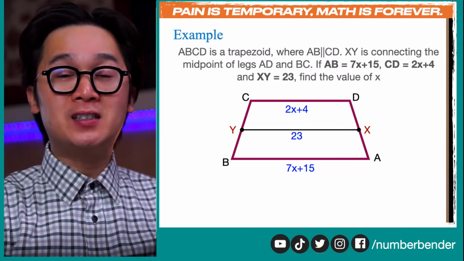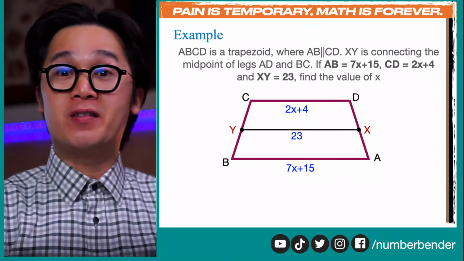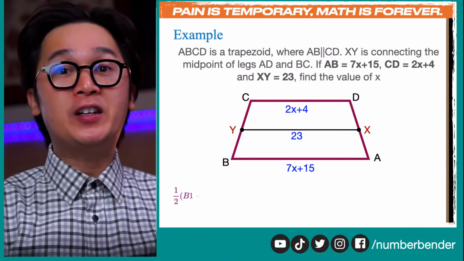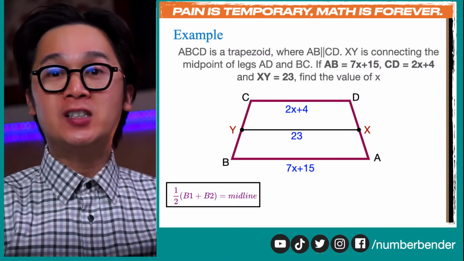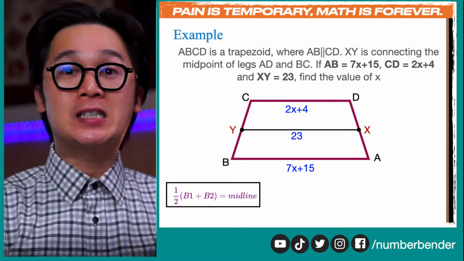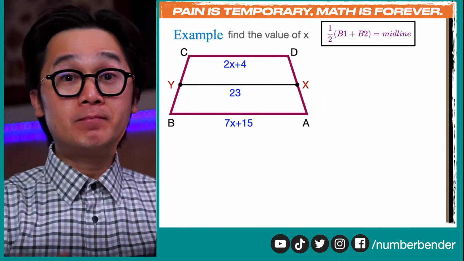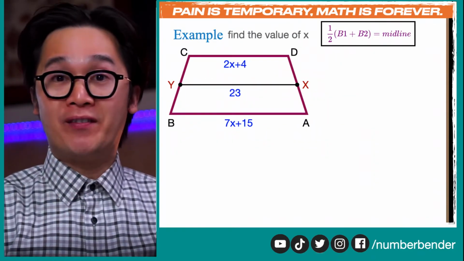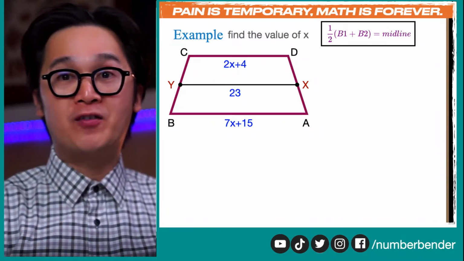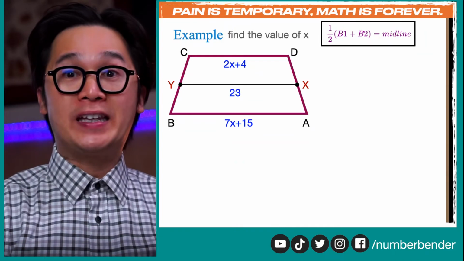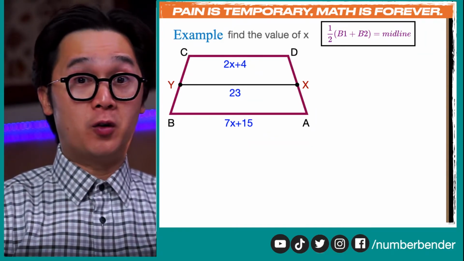So in this case, since we have a trapezoid and we have a median or the mid segment, we can use our formula for finding the midline so we can solve for the value of x in this trapezoid. So let's use our algebra skill to find the value of x by using our formula, half of base 1 plus base 2 equal to the midline, to formulate our equation that will solve for x.